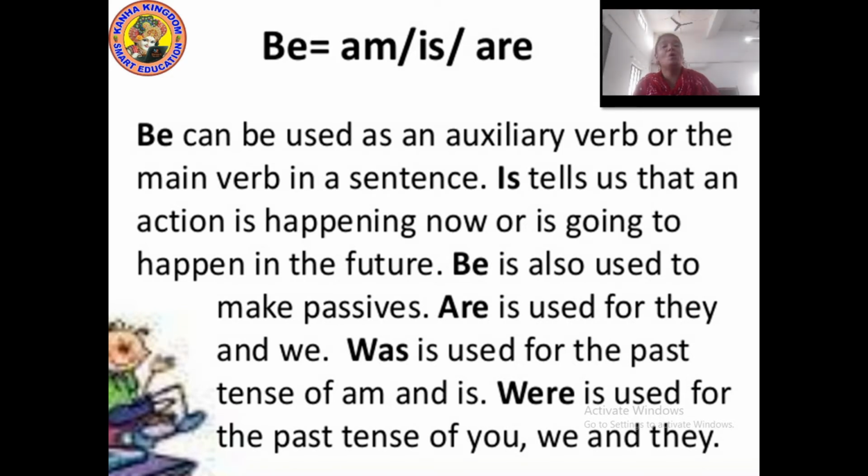Okay, and was. Was is used for past tense. Was and were, both are used for past tense. But how? Was is used for singular form past tense, like am and is. I was. He is is the present tense. If you want to use it in past tense, you will use he was. Was is used for past tense but in singular form. Were is used for past tense with you, we and they.